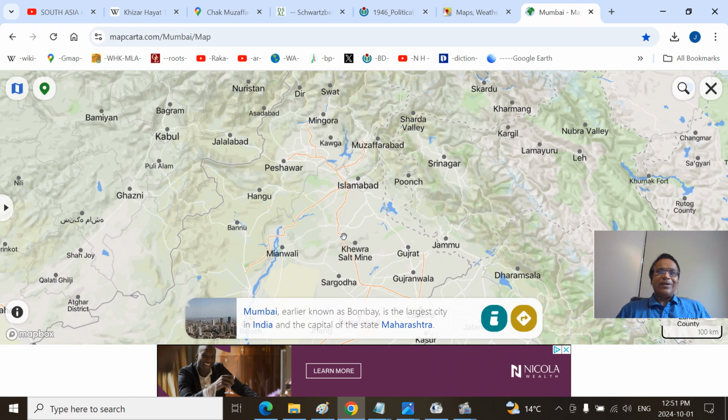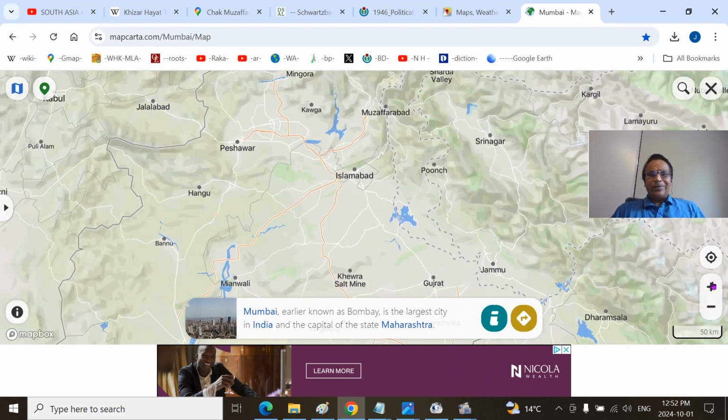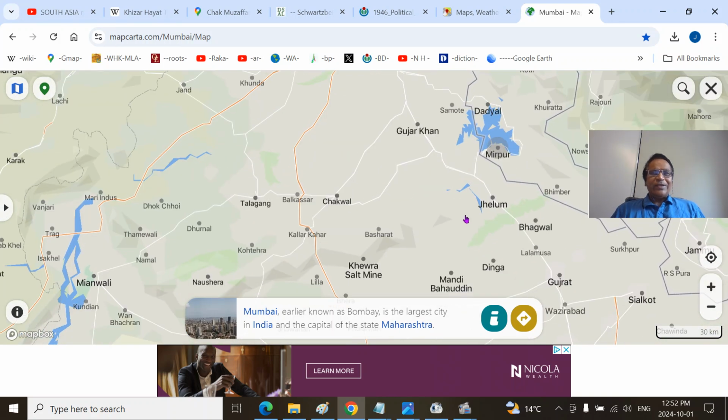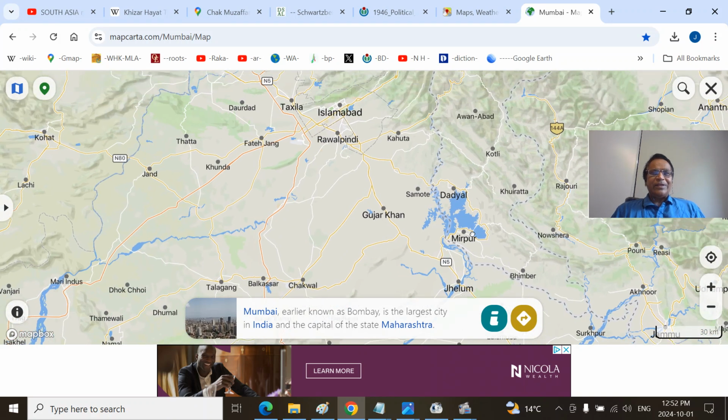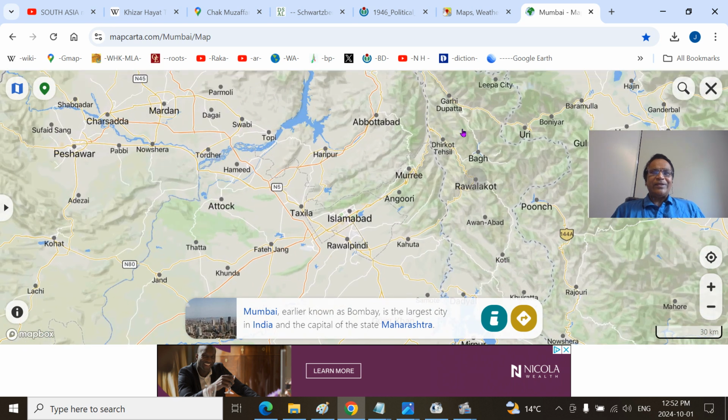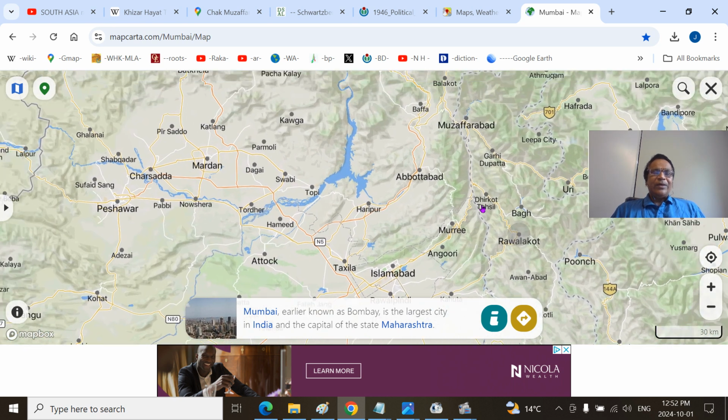The northern part is the Potwar Plateau. The Potwar Plateau again is rimmed by the Salt Ranges. You can see the Khewra. These are important salt mines in West Punjab. So you can see the Mangla Dam. That means this is the Jhelum River. So you can see the Jhelum Gorge, the Tarbela Dam here.